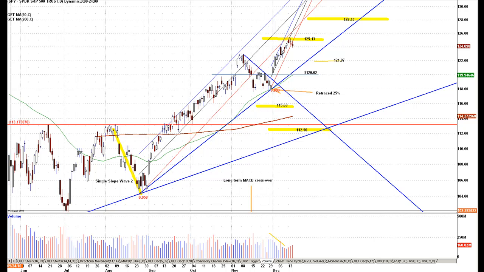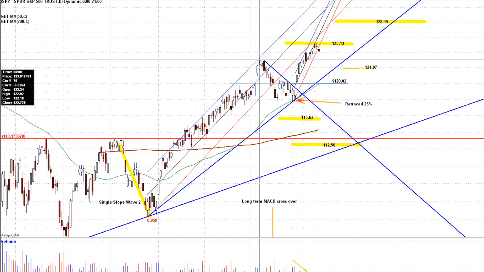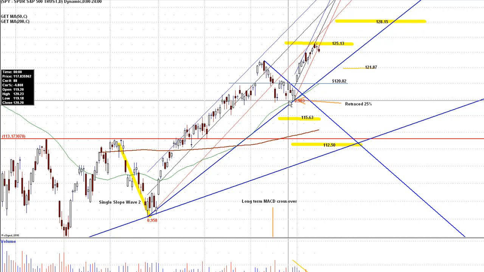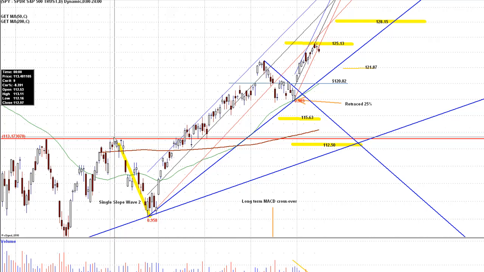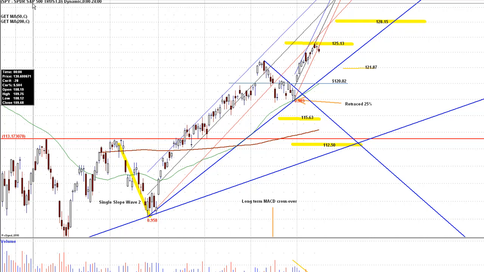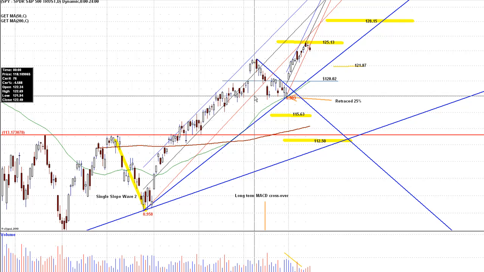So since our last update, we were waiting for the market to develop into a tradable market. We've had some pretty interesting price action here lately, which I want to share with you today. So let's start off with the SPY, the spiders, which represents the S&P 500.